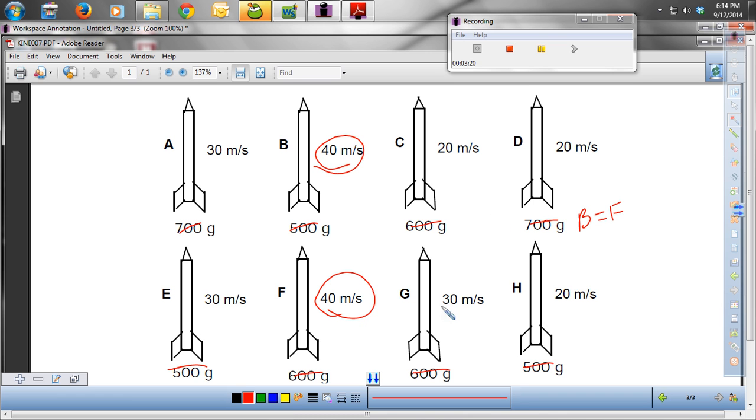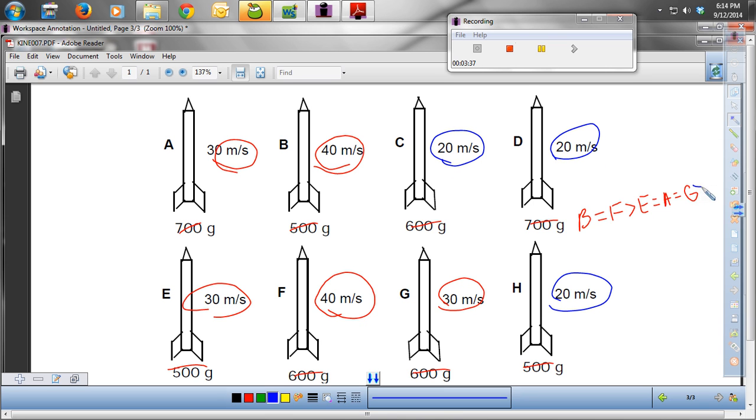And then I went to the 30 and the 30 and the 30, and I said that A and E and G were equal to each other. And then finally I said that H and C and D would be equal to each other, but less than BF or EAG. So let me do the last.